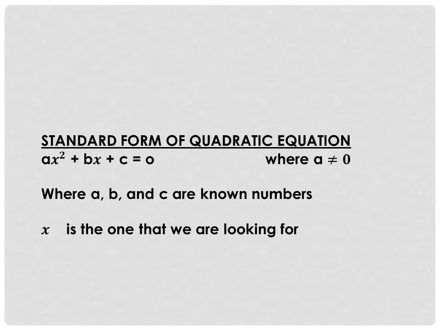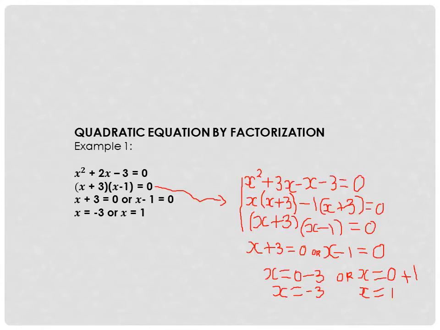In the standard form of quadratic equation, a, b, and c are known numbers, meaning we have those numbers. But the one that we are supposed to find is x. X is the one that we are looking for. That is the one that is unknown. Now let's take an example of a quadratic equation. This time we are going to solve quadratic equation by factorization.